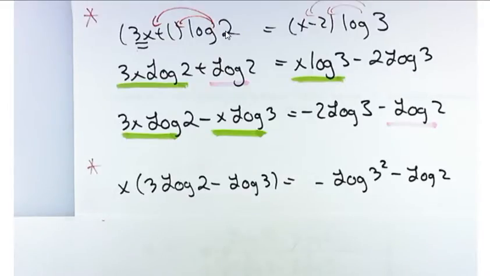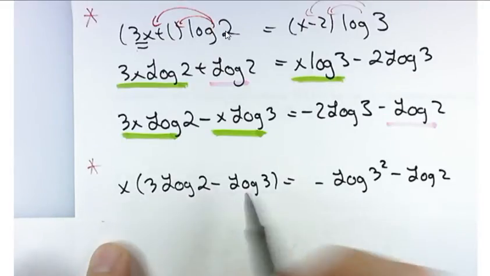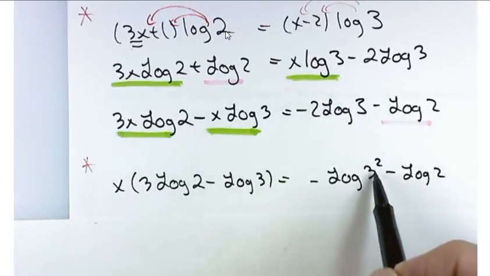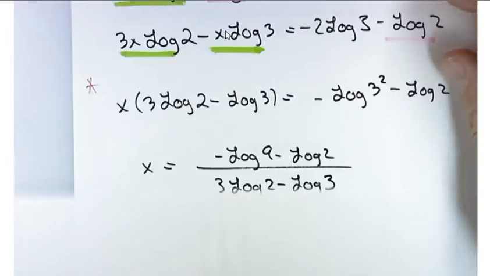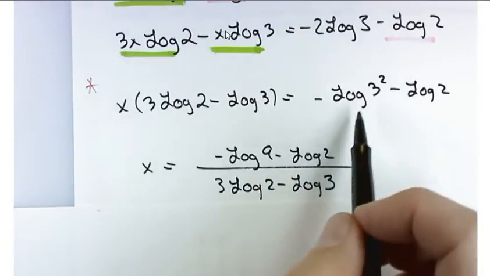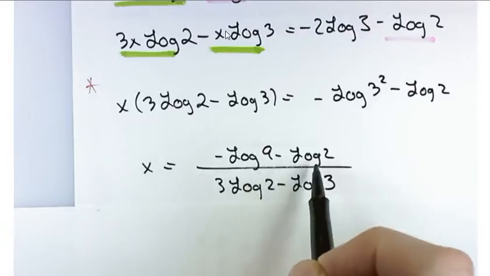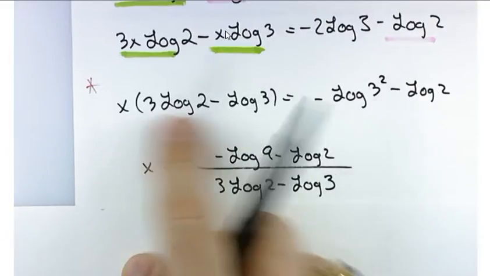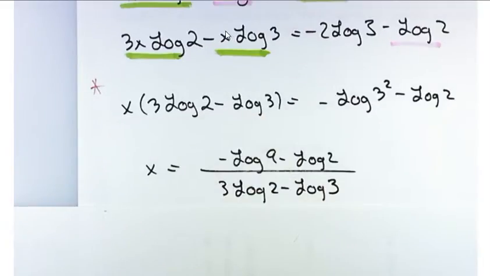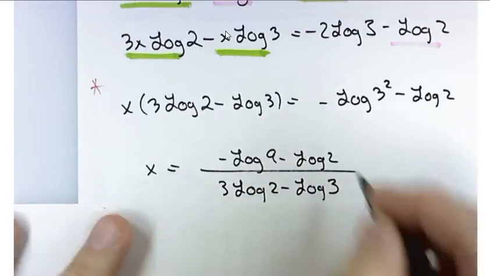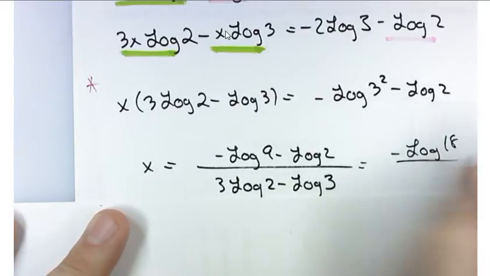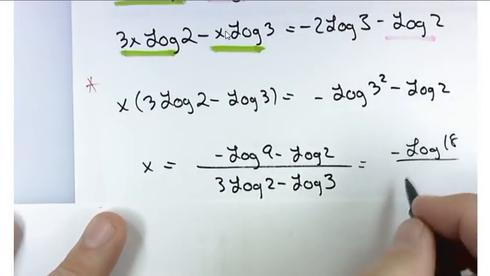Now I think I played around here. I moved the 2 up into the numerator, or into the exponent. 3 squared is 9. So I'll divide minus log of 9 minus log of 2 by 3 log of 2 minus log of 3. And then you can play with this and try to simplify it if you want. You can write that as minus log of 18 divided by the log of, what would it be, 8/9 or 8 over 3?